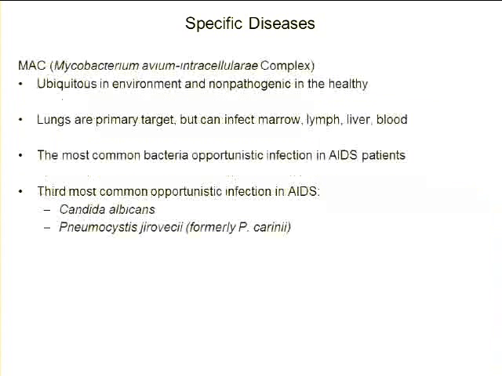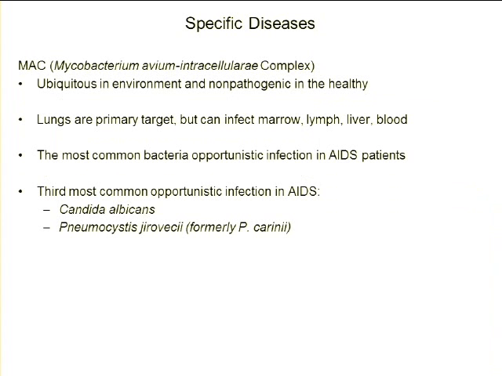All right. So I'm not going to spend a whole lot of time on it because we don't see a whole lot of it here. MAC is the second one. Again, this is the complex of really two bacteria that kind of, for lack of a better term, live with each other. The Mycobacterium avium and the intracellular coexist typically with each other, so this is going to be two separate bacteria in these patients. This is ubiquitous in the environment and non-pathogenic and healthy. There's Mycobacterium avium in this room probably.